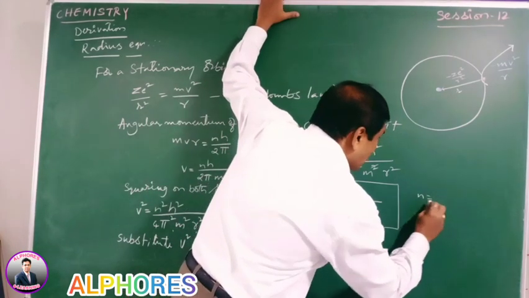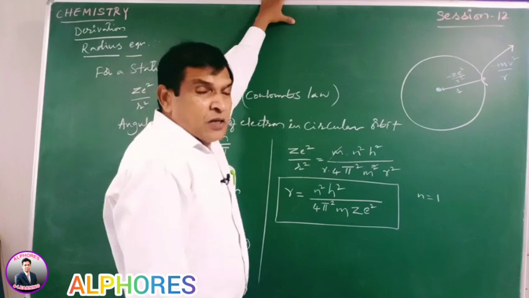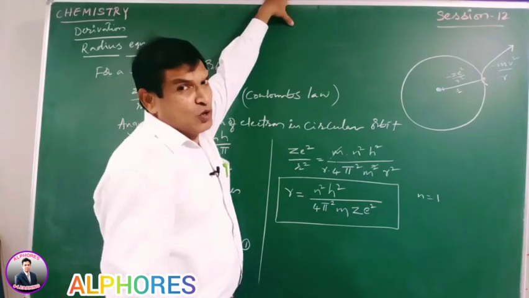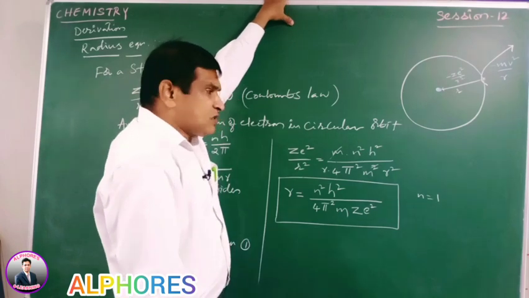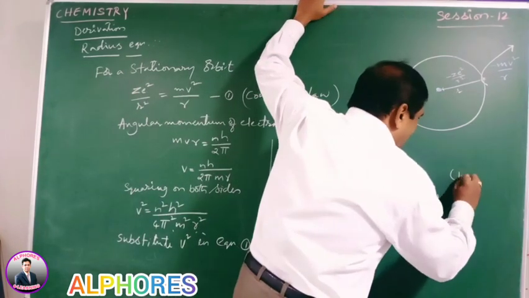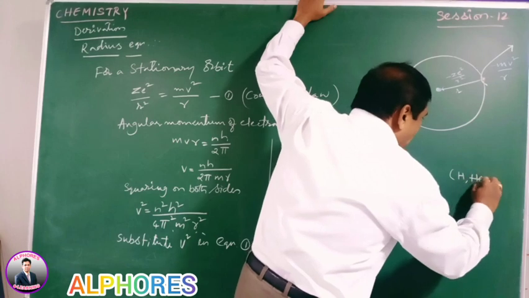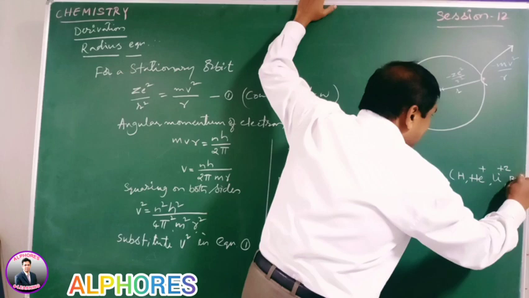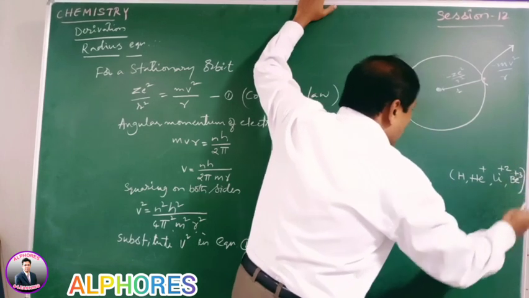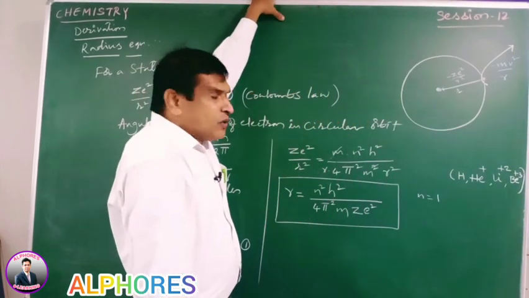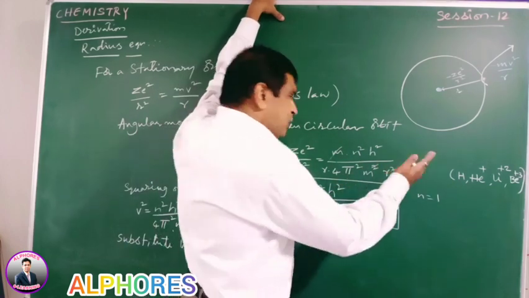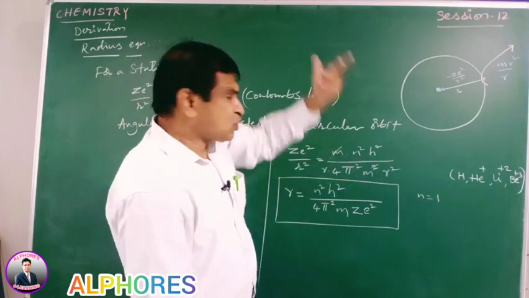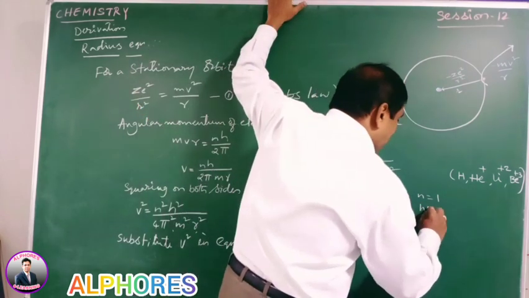Here n is equal to the first orbit, because Bohr's theory is strictly applicable to species containing one electron, species like the hydrogen atom, helium ion, lithium 2+ ion or beryllium 3+ ion. So Bohr's theory is applicable to one-electron-containing species. So now you can use n is equal to 1. That means I want to calculate the radius of the first orbit, and h is equal to Planck's constant value.